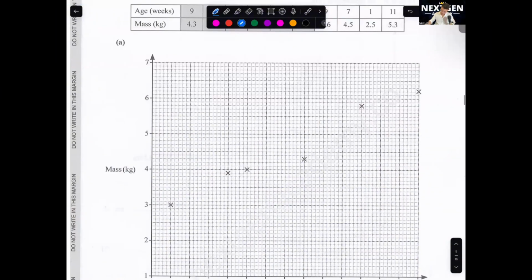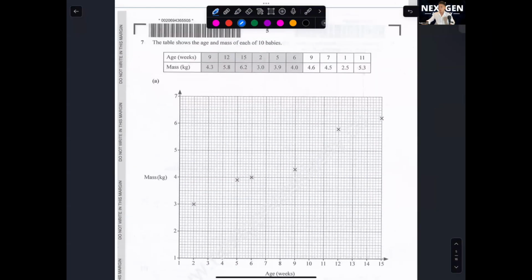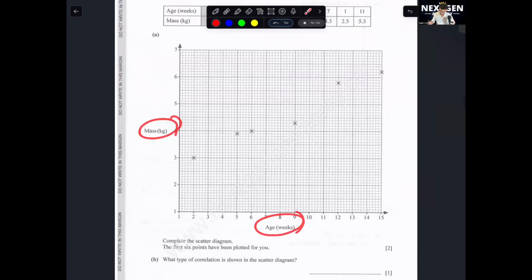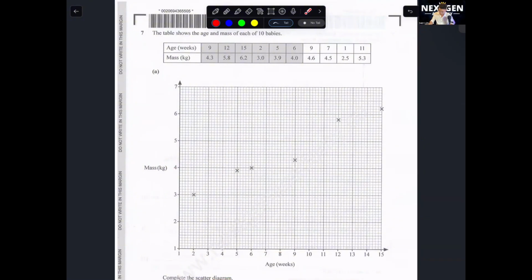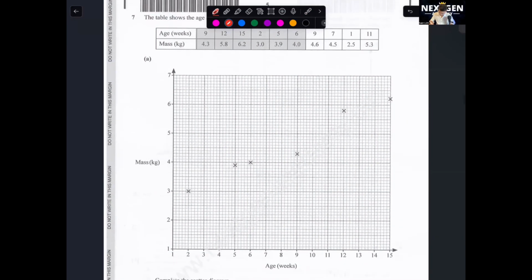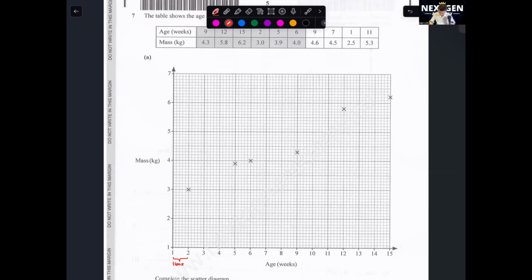Okay, next one. Question 7. The table shows the age and mass of each of 10 babies. We've got a scatter diagram over here, mass and age. Complete the scatter diagram. The first 6 points have been plotted for you. We want to plot the other points. Let's see what the x and y scale is first. Here, 5 boxes is equal to 1, so 1 box will be equal to 0.2. Here, 1 box is equal to 0.1. I normally write this at the side so it's easy for me to refer back to and process the values.